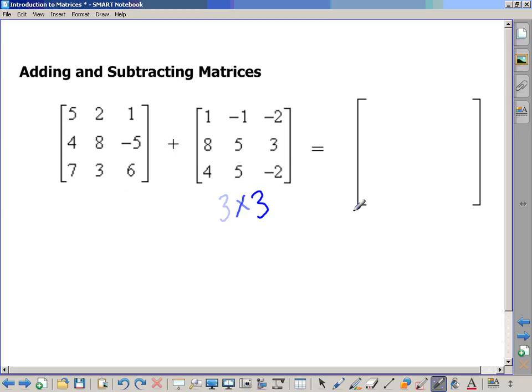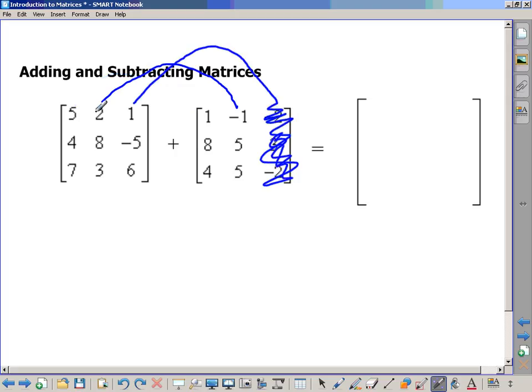For example, if we were trying to add a 3 by 3 matrix with a 3 by 2 matrix, we would run into a problem. Because what we do is we just add 5 plus 1, then 2 plus -1, then 1 plus, if this row wasn't here, there would be nothing to add this 1 to. So it's very important that the dimensions match when you want to add matrices.